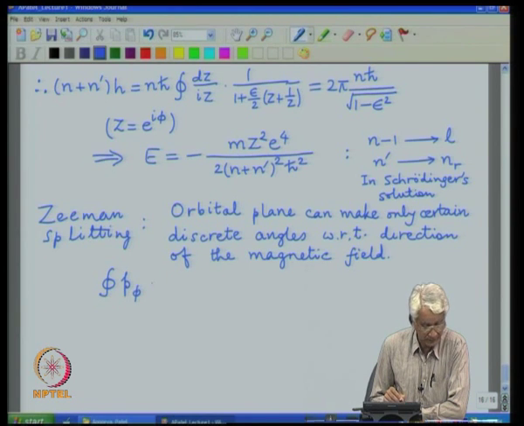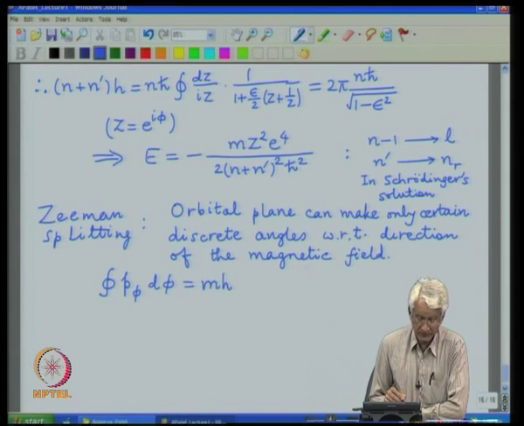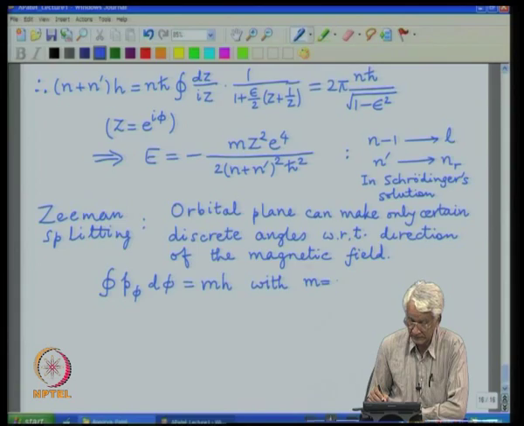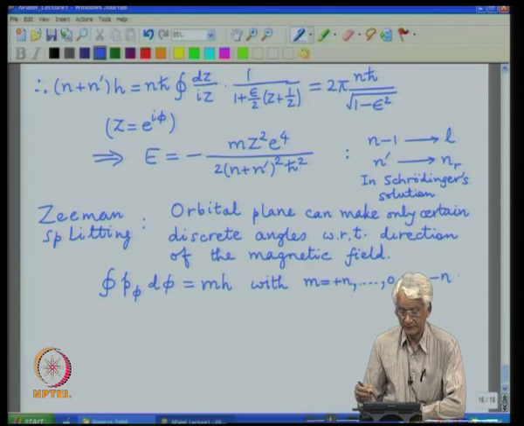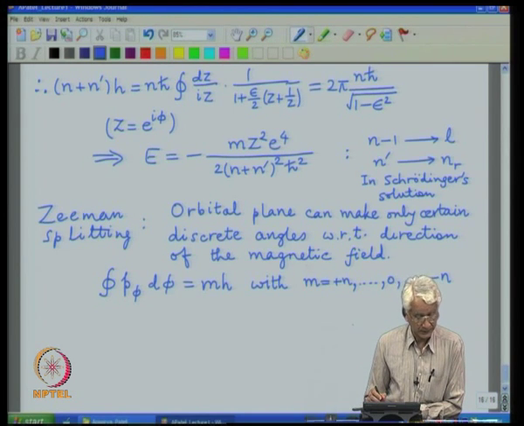produced this modified version of the angular momentum rule, because now the value of p phi is measured with respect to a specific axis, and depending on the particular angle, the value of m could go from plus n to minus n in steps of 1, all the way going from 0.